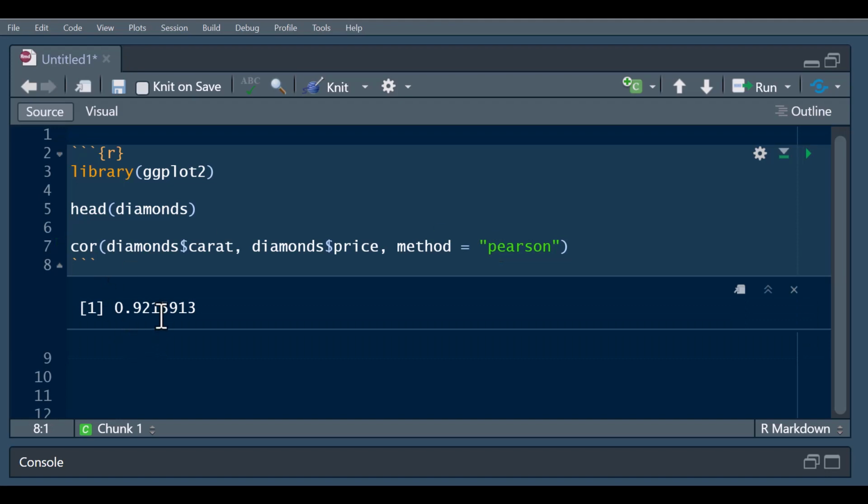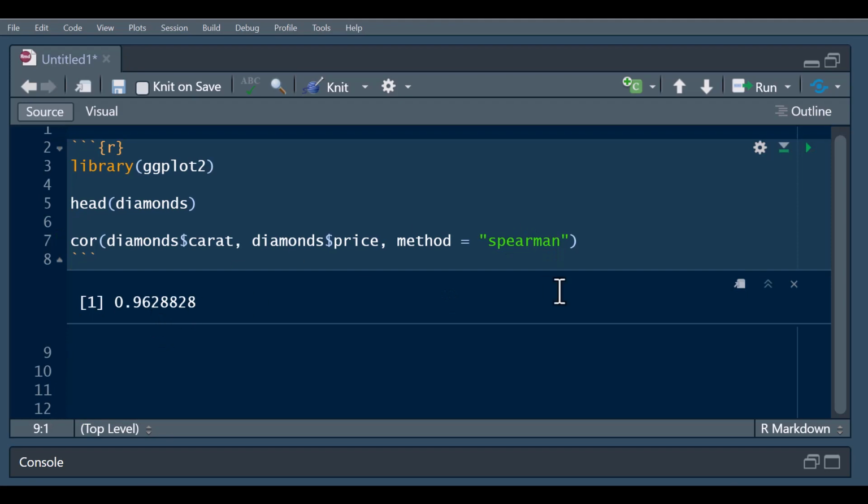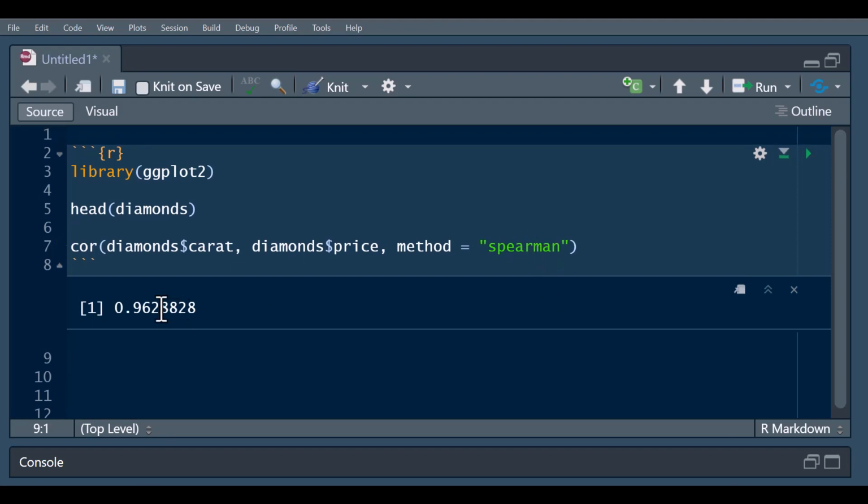So you can see we have 0.92159130. This is actually the default. So let's use Spearman now in this situation. When you use the Spearman method, we have 0.9628828. So let's use Kendall and see. When we use the Kendall method, we have 0.834. But the most popular method of finding correlation is usually the Pearson, then also the Spearman.